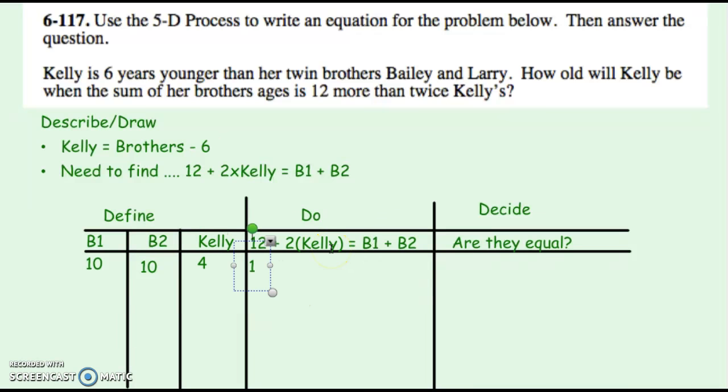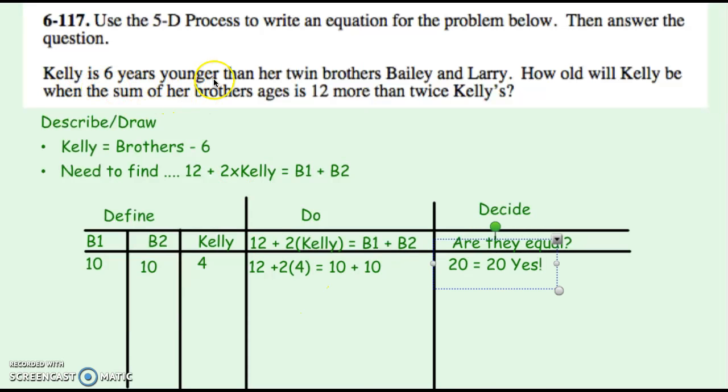Then for my equation, I would have to do 12 plus 2 times 4, and does that equal 10 plus 10? So here I'd have 12 plus 8, and that would equal 10 plus 10. So I actually am giving this away for you because they are equal. 12 plus 8 is 20, equals 20, so yes.